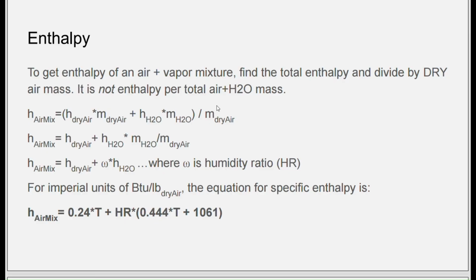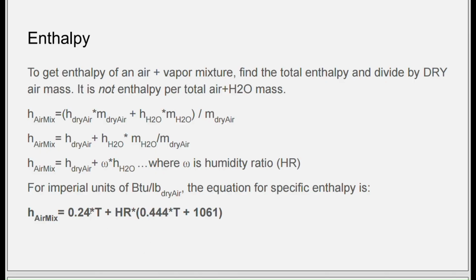So if we take this equation and we break it out, so we divide this term by the mass of dry air, divide this term by the mass of dry air, you're left with this. Enthalpy of your air mixture is equal to your enthalpy of the dry air plus enthalpy of water vapor times mass of water vapor divided by mass of dry air. And you might recognize this from a few minutes ago. That is simply humidity ratio. So you can say your air enthalpy is going to be your dry air enthalpy plus humidity ratio times water vapor enthalpy.